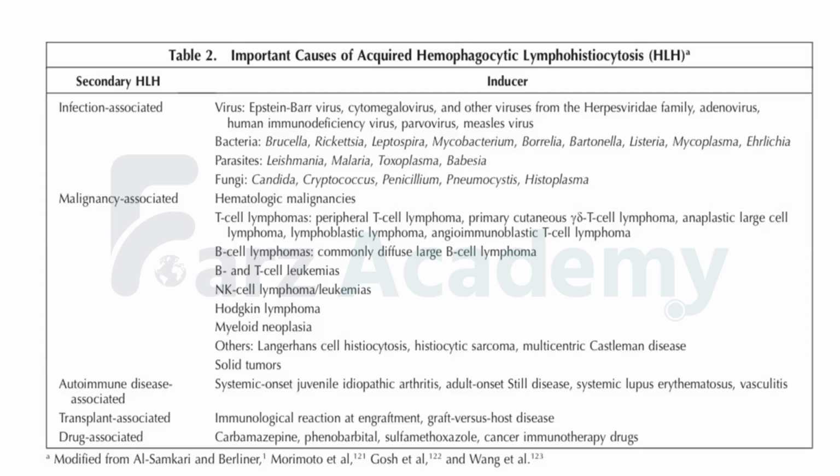So you need to differentiate whether it is infection related, malignancy related, autoimmune disease related, or transplant associated. Many a times it's a graft versus host disease patient spiking fever, not getting better, with persistent bicytopenia; you have to suspect HLH. Then drug associated: many hypersensitivity reactions, many cancer immunotherapy agents, and drugs causing DRESS syndrome also cause HLH.